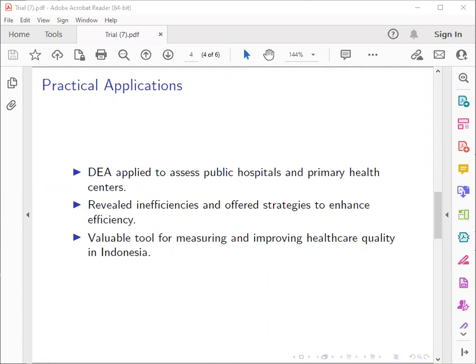And then the result of that kind of study is instrumental in identifying where the inefficient healthcare providers are, so they can create suggested strategies to enhance their efficiencies.